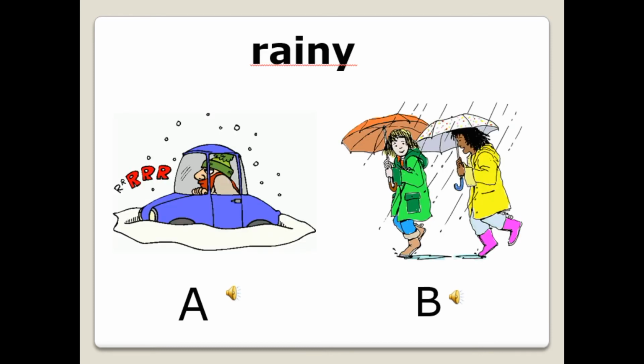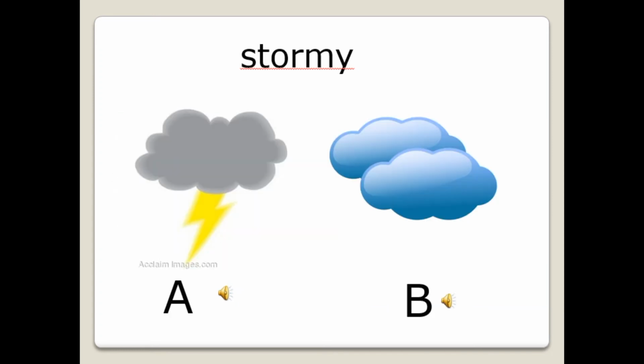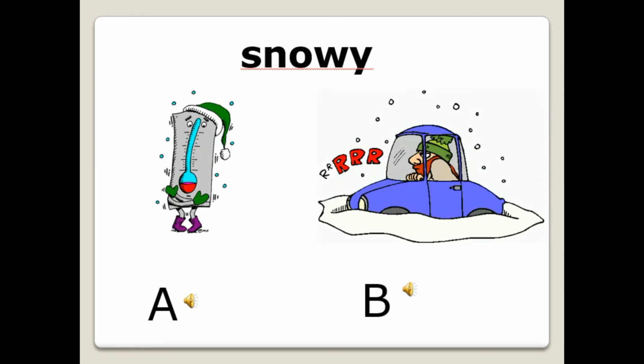What about this one? Rainy. Letter A or letter B? Letter B is correct, right? What about this one? Stormy. Letter A or letter B? Letter A is correct, right? Letter B, you say it's cloudy. Remember, letter A involves thunder and lightning, a terrible rain, a heavy rain.